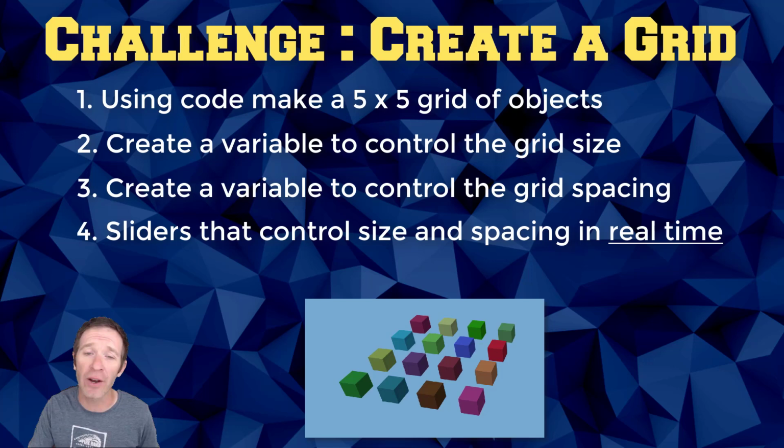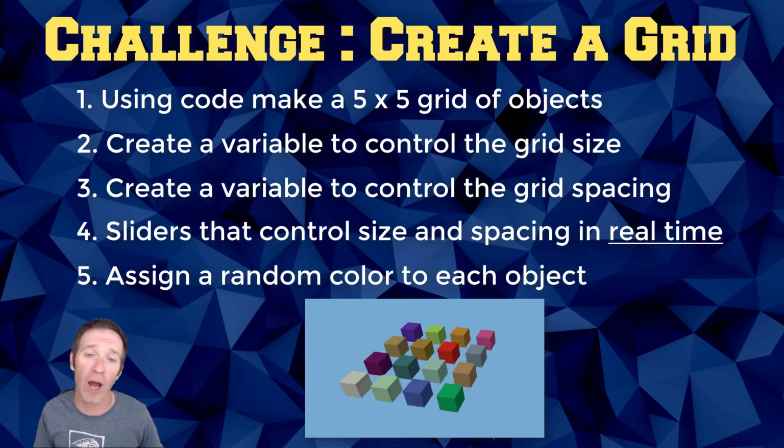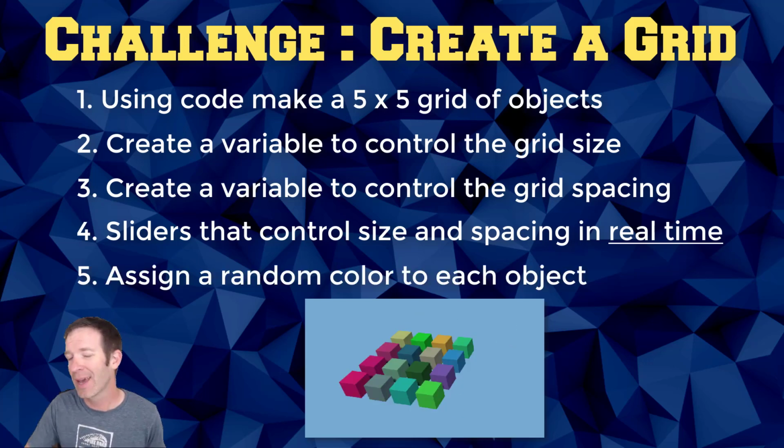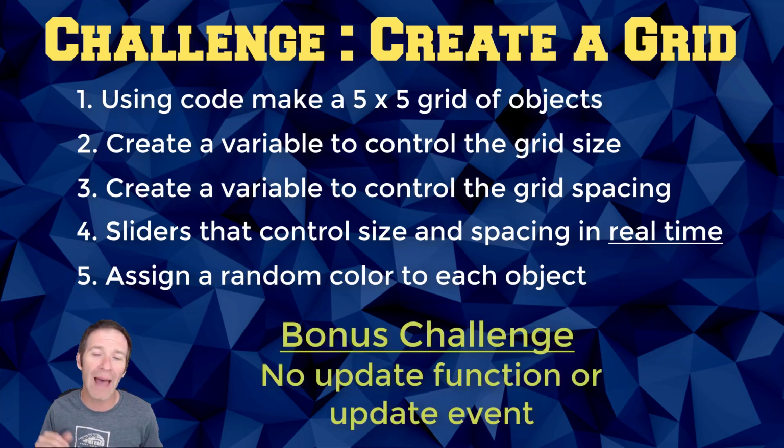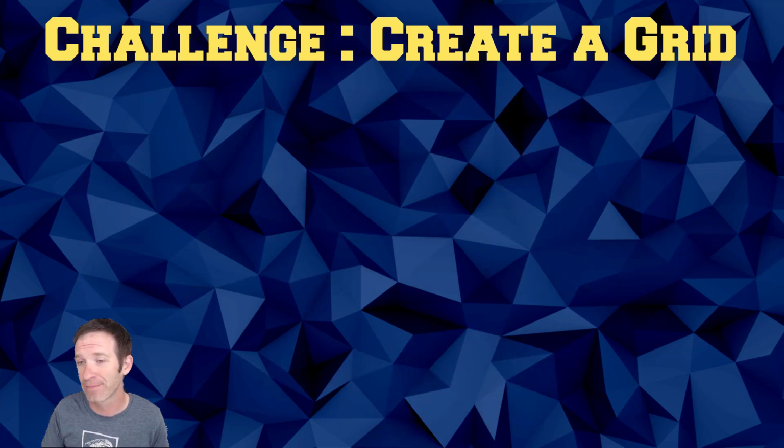Then just to have a little bit of fun, we're going to assign each object in the grid a random color. And then one final thing, kind of as a bonus, and a nod towards optimization, not just learning how to do something, but learning how to do it better and how to optimize your programming: try to do all this challenge without using an update function or an update event. So let's take a quick look at what my solution looks like.